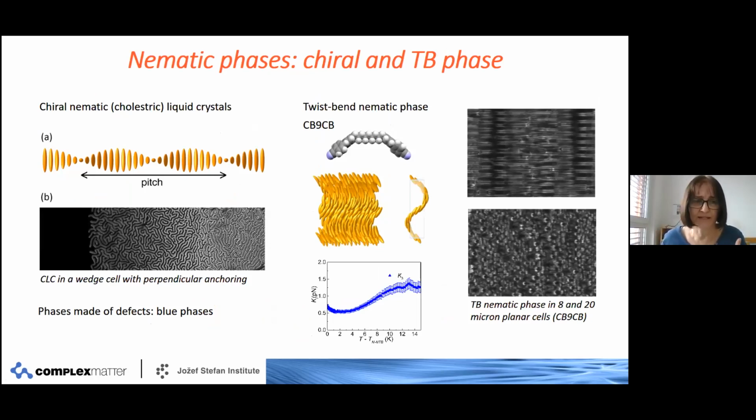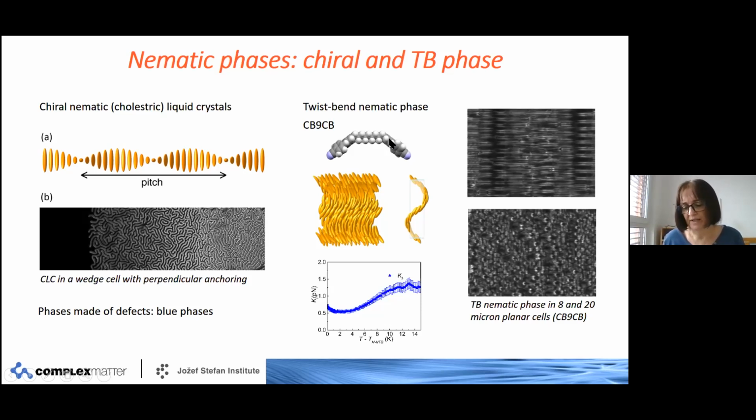In this, the director will exhibit uniform twist, as is shown here. Or in chiral materials, also phases made of chiral defects can appear, the so-called blue phases. The molecules can also be bent, like this one here.